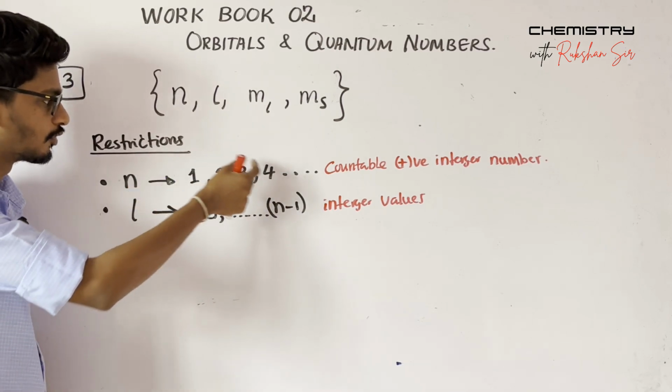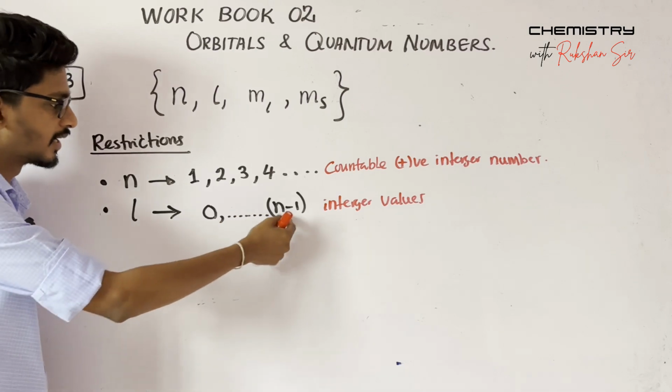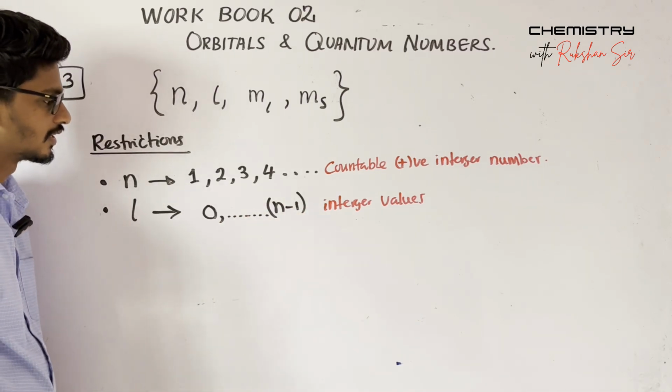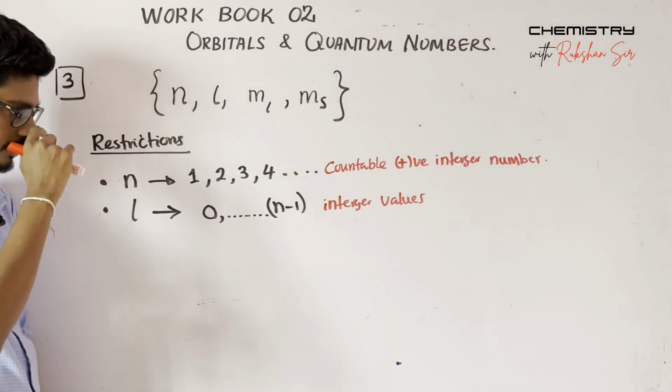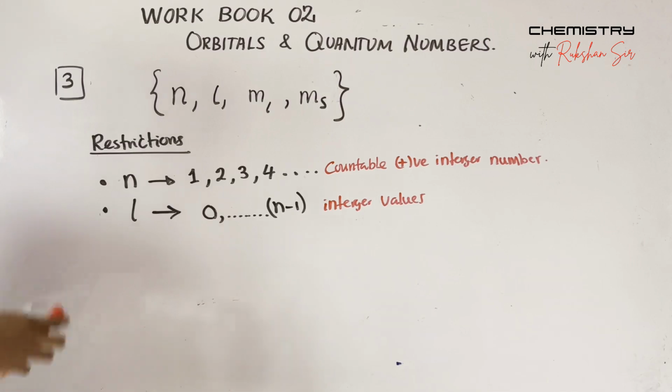If n is equal to 4, n minus 1 is 3, so 0, 1, 2, 3. 4 L values are possible. Right, next value.